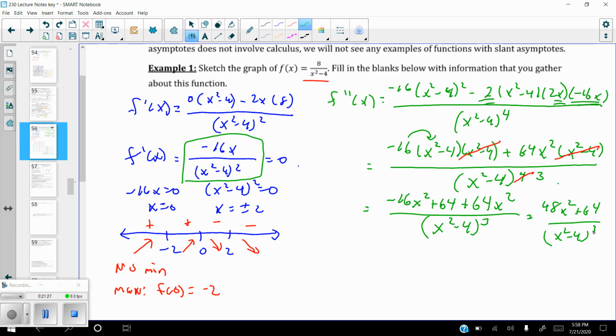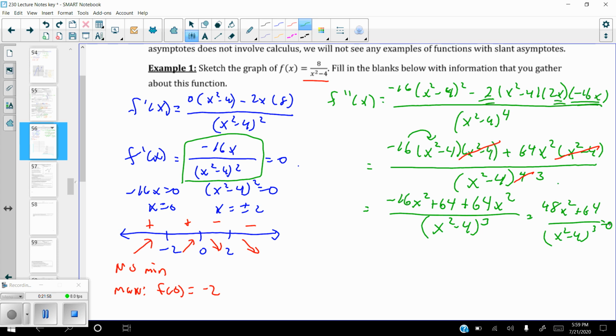Okay, so from this now we can find concavity. We can also find any inflection points if they exist. So let's go ahead and set this equal to 0 or figure out where it's undefined. If I set it equal to 0, the numerator has to equal 0. Well, 48x squared, no matter what I plug in there, is going to be at least 0 or positive. Plus 64 is always going to be positive. The numerator cannot equal 0. There's no number to plug into x to make the numerator equal 0.